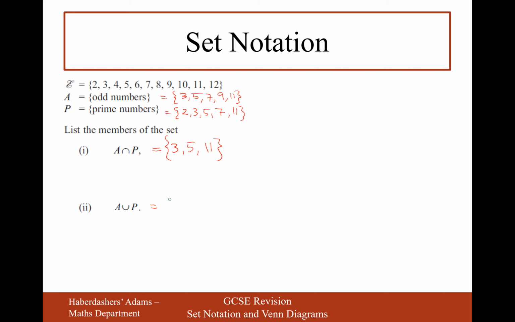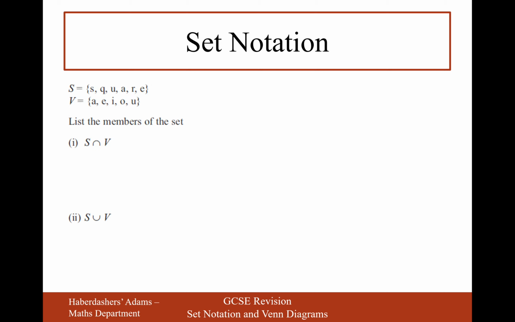And A union P, well, for A union P, you're looking for any element of the universal set that's either in A or it's in P. If it's in both, great, but it has to be at least in one of the two sets. So that's every number I've just written down. 2, 3, 5, 7, 9, and 11. Okay, so that's every element that's either in A or in P will go in this last set here. So this is both, and this is either.